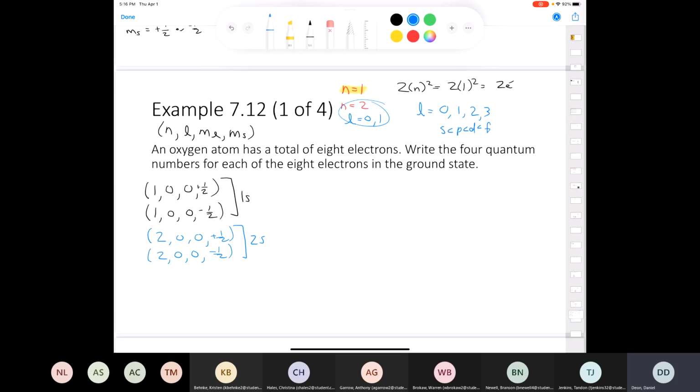Let's continue. So what if I have a 2, and now I have an L is equal to 1? Well, remember when L is equal to 1, my possible values of ML rather are -1, 0, and +1. So I'm going to do that -1, 0, and +1. I'm going to say that all of these are +0.5, +0.5, and +0.5, like that. And again, these are 2p electrons, but I've only got 7. I've got 1 more to go. I'm kind of running out of space here.